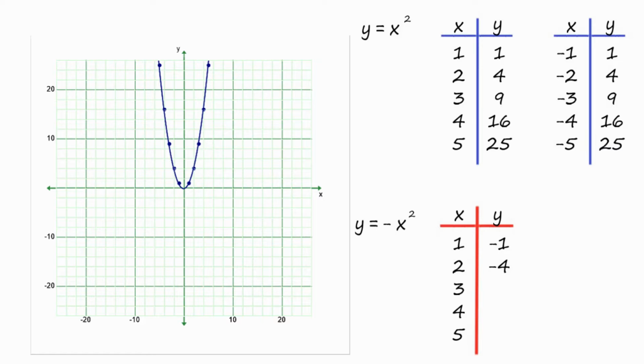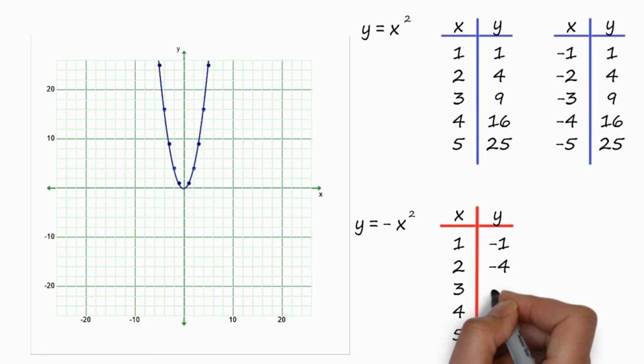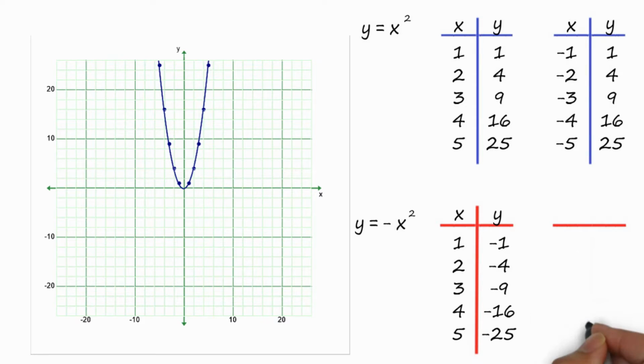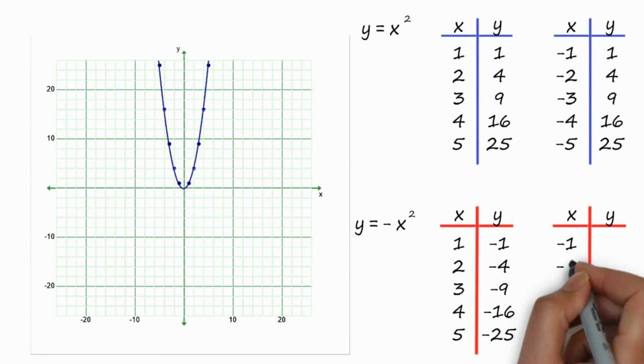When x is 3, 3 squared is 9, and the negative of that is -9. When x is 4, 4 squared is 16, and the negative of that is -16. And when x is 5, x squared is 25, and the negative of that is -25. Let's pick small values for x in the negative direction and do the same thing. So we'll pick x, -1 through -5.